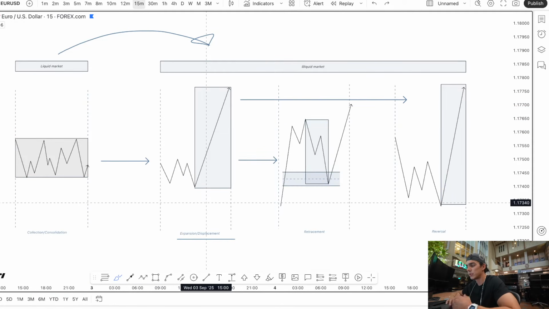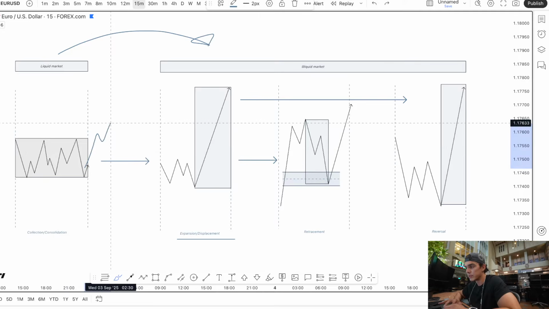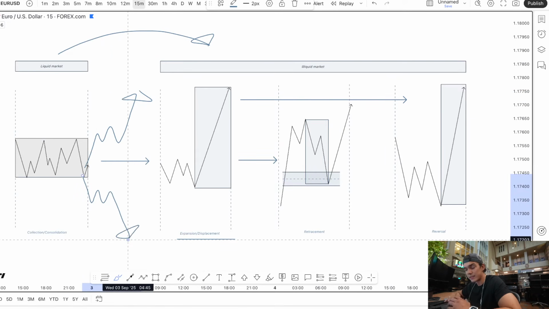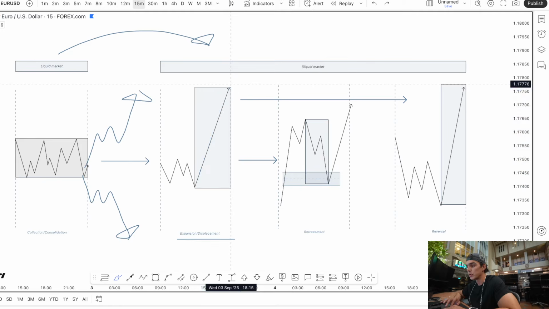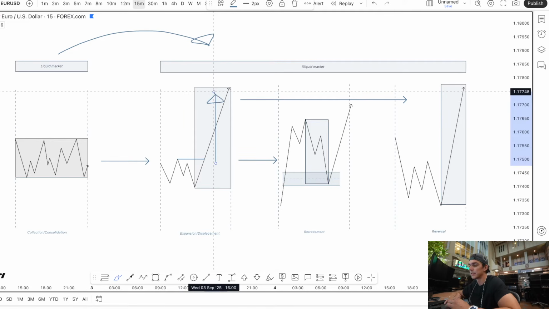So an expansion, a displacement pretty much entails that the market is moving in either direction, right? We don't know whether it's moving upwards, we don't know whether it's going to move downwards. That is the thing that you want to avoid. You want to avoid trying to guess the direction of this, right? What you want to be doing is, when you have confirmations of this direction, to trade alongside that expansion, that displacement, right?